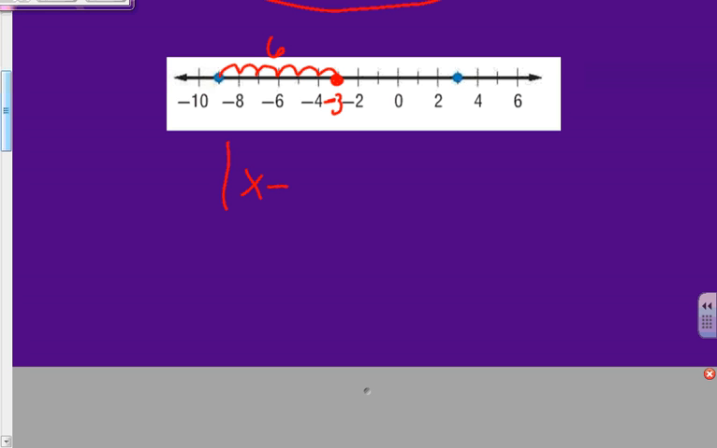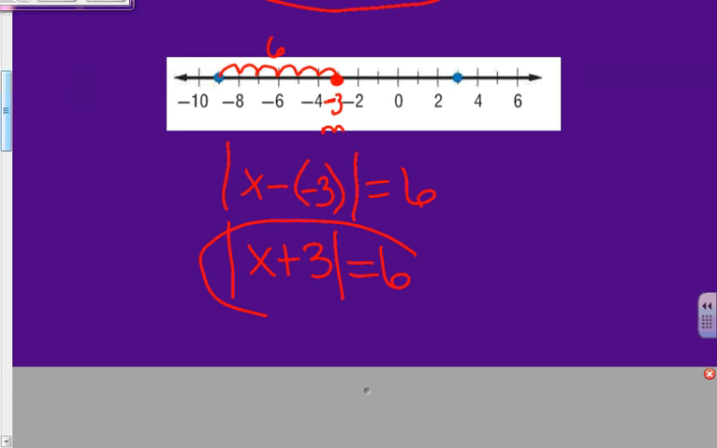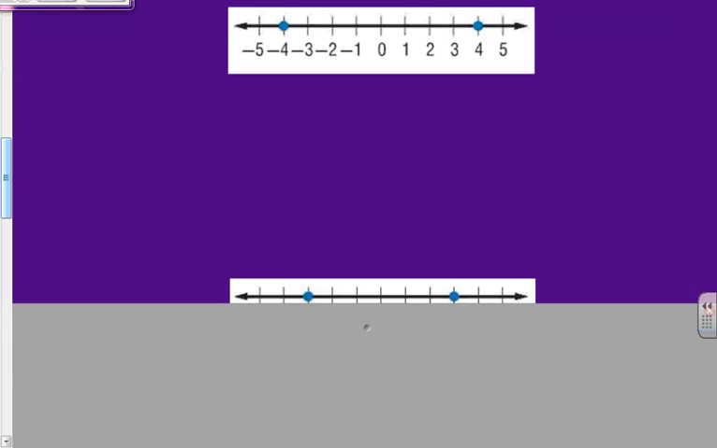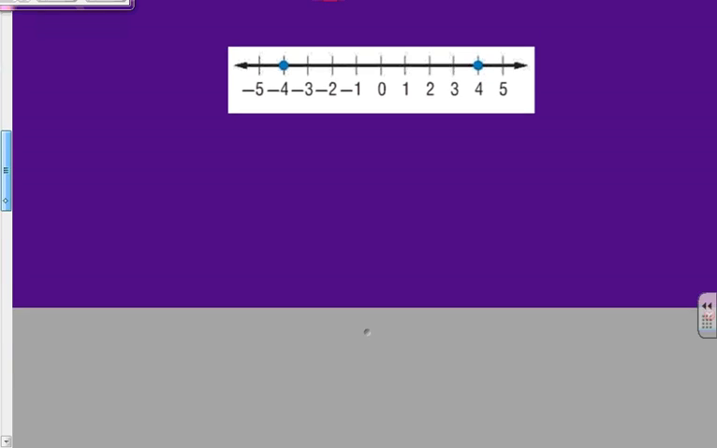So if negative 3 is our midpoint, we're going to put x minus negative 3 and then equaling 6. And then we just work that out in the center. It's x plus 3, because two negatives make a positive, equaling 6. And there's your answer for that one. Let's see what I have for you now. One more. Maybe two more.